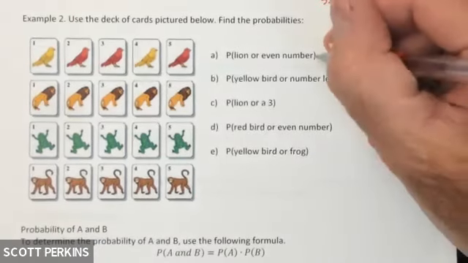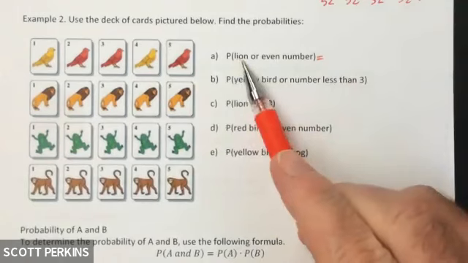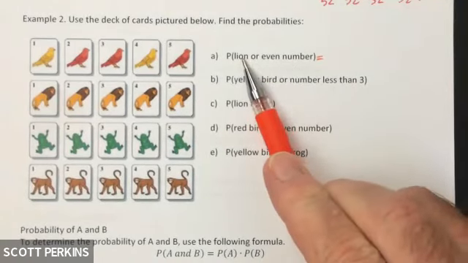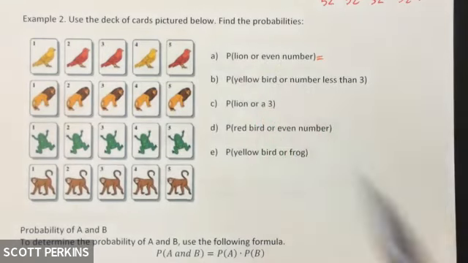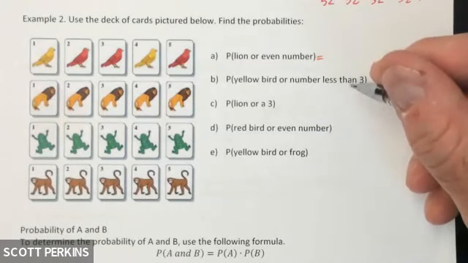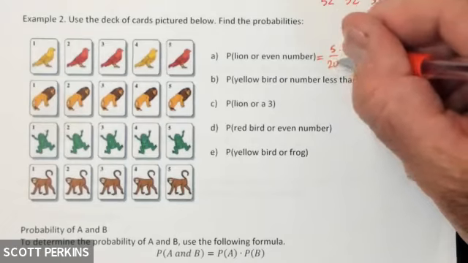All right, so I'm not going to write out the whole formula. If that bothers you, please let me know. But to find the probability of a lion or an even number, I'm going to find the probability of a lion plus the probability of an even minus the probability that those two things happen at the same time. All right, what's the probability of a lion? Yep, there are 5 lions out of the 20 cards.